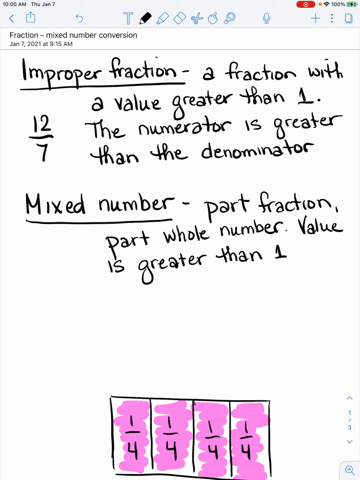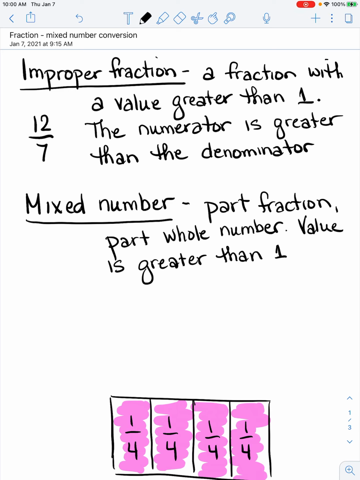So why do we need improper fractions? Well, we need them because in order to multiply and divide with fractions, we cannot multiply and divide mixed numbers. So we need to change our mixed numbers into improper fractions.